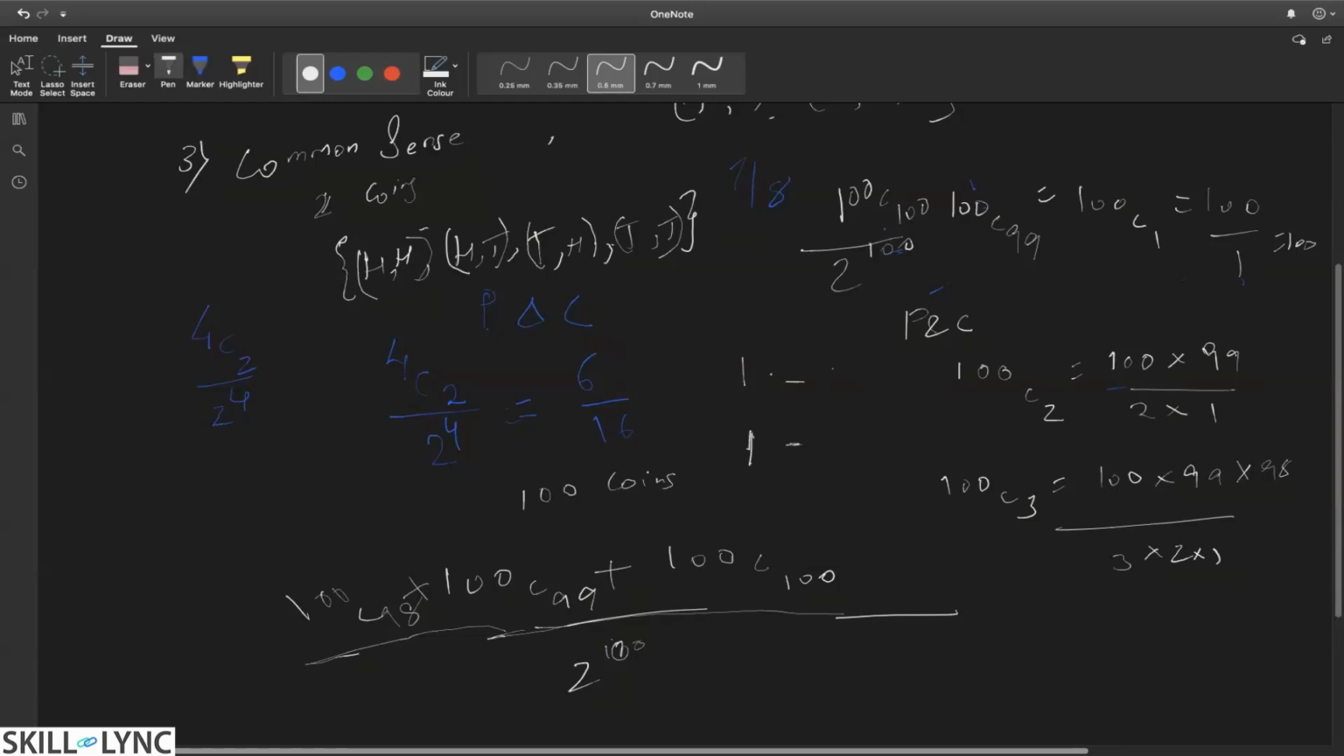Now for permutations, let me just tell you for P also. I don't want to spend much time on this, but let me just quickly do that. This is 100P2. Let me write 100P2 once again. It's 100 into 99, simple. In C, you will get the denominator. In P, you will not have a denominator. The denominator will be 1, simple.